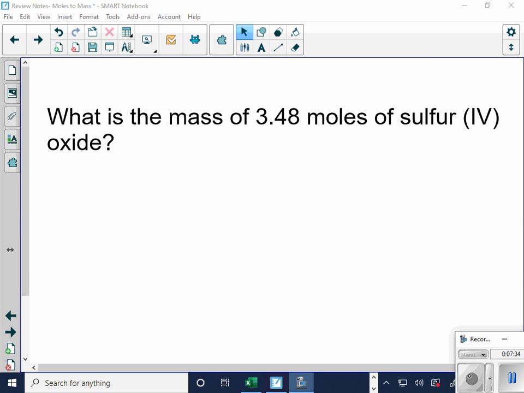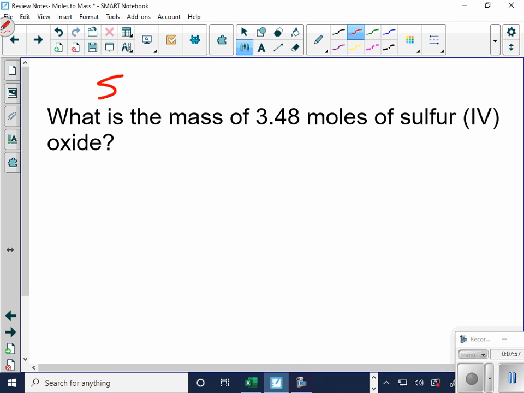The problem states, what is the mass of 3.48 moles of sulfur 4 oxide? So here we go. Mr. Braun threw this sulfur 4 oxide to see if you know how to use the Stock system of naming molecules. All right, I'm dealing with sulfur and I'm dealing with oxygen. So I look, I have sulfur, I have oxygen.